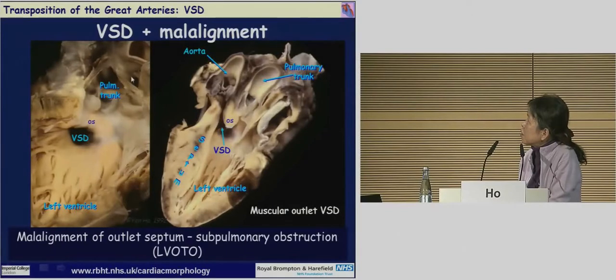And the still image shows you here, if you make a cut through that heart, you get this situation where the outlet septum is squeezing the subpulmonary outflow tract. This is the mitral valve, so pulmonary-mitral fibrous continuity.